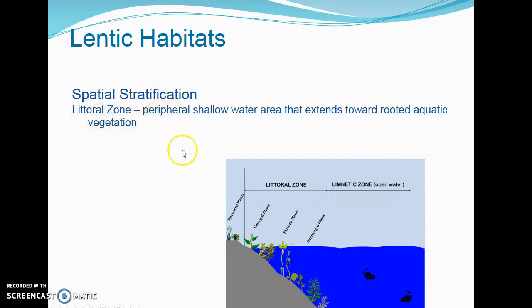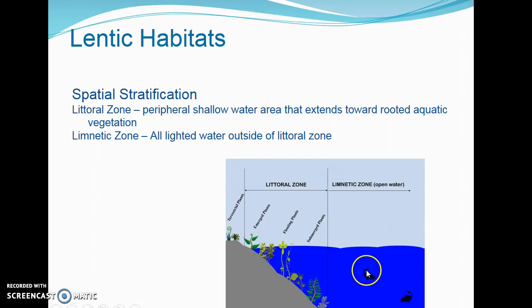That is the area around the edge of the lake that has some rooted vegetation. It's typically shallow, and we have vegetation within that zone that's rooted, and that might be aquatic vegetation, might be terrestrial vegetation, but that transition there is called the littoral zone. Then the limnetic zone is the rest of the pond, the lake, the body of water, as long as sunlight is able to penetrate through that water.